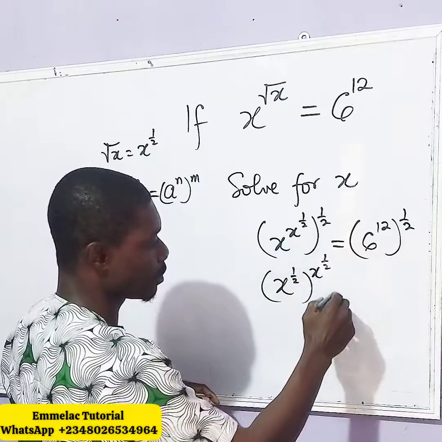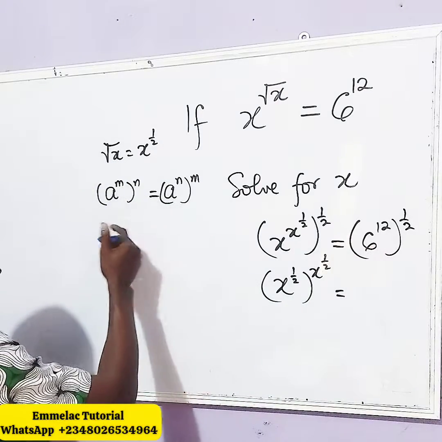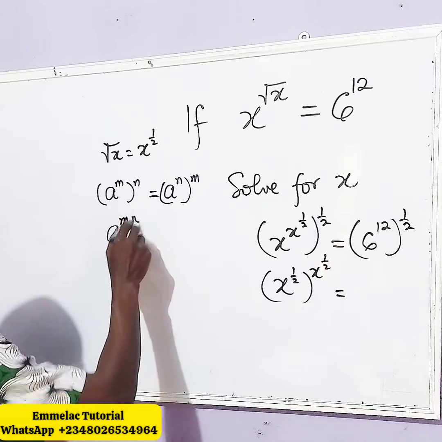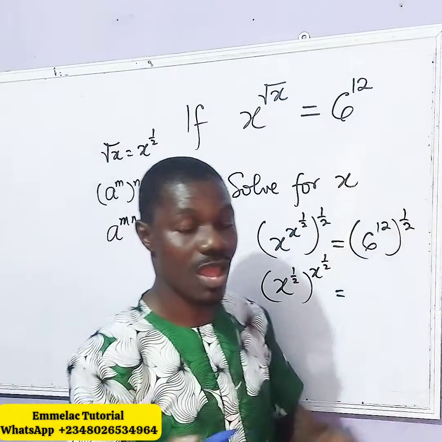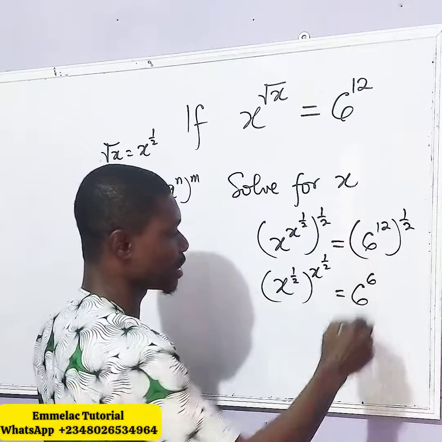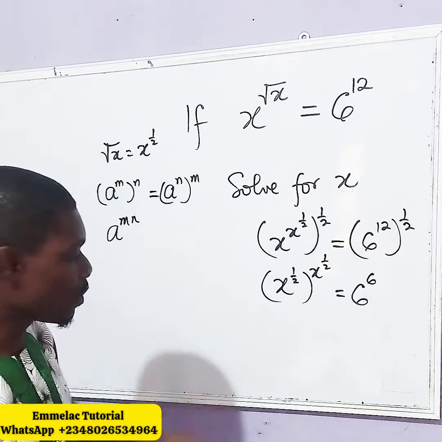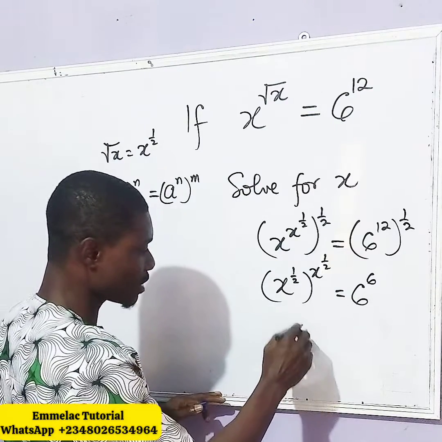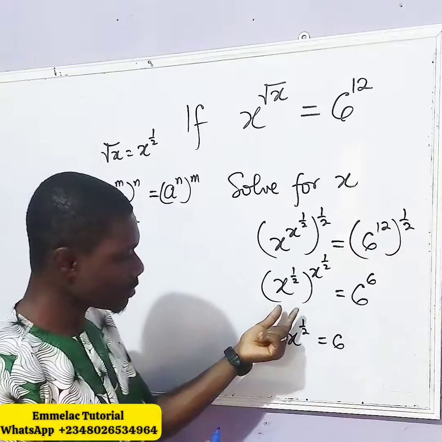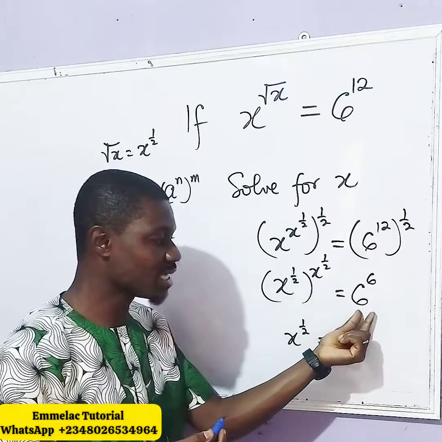According to this rule here, we can actually multiply them, which is the same thing as saying a raised to m, raised to n, gives a raised to m times n. So when we multiply 12 by half, that will give us 6. So that will be 6 raised to 6. Now if we look at the left hand side and right hand side, by comparison, we can agree that x raised to 1 over 2 equals 6. And why? This base here is the same thing as the exponent, and this base here is the same thing as the exponent.